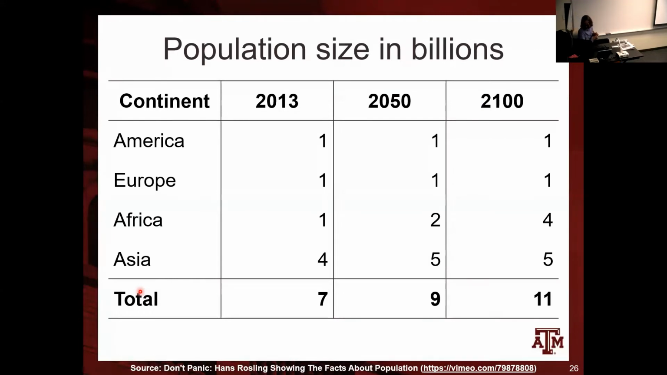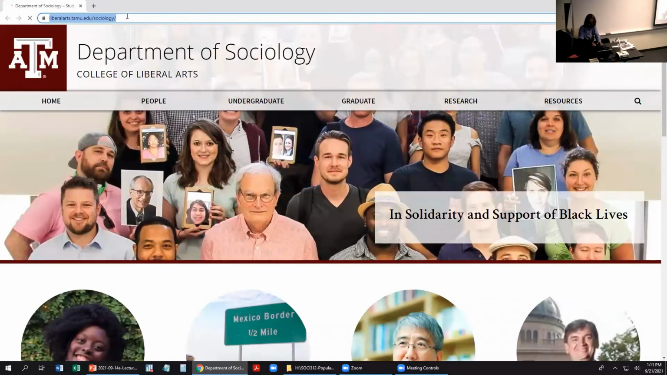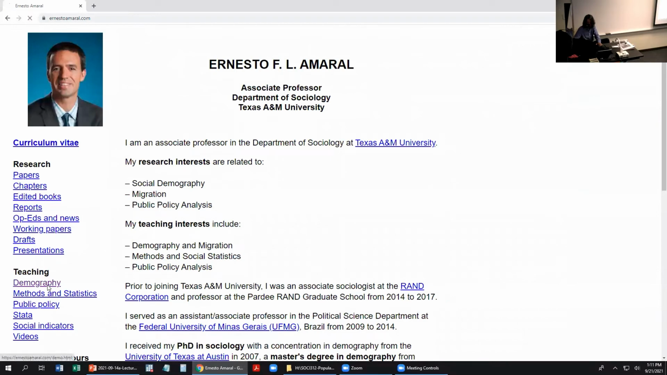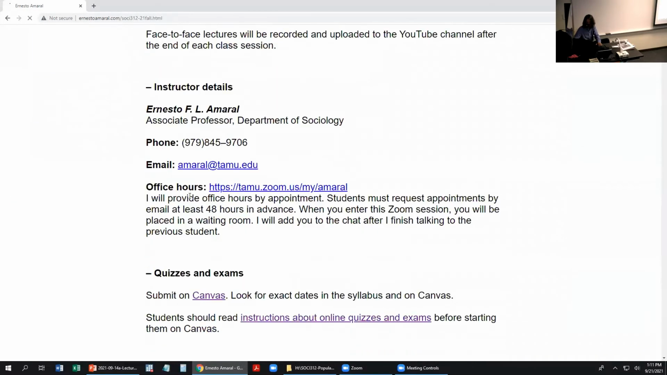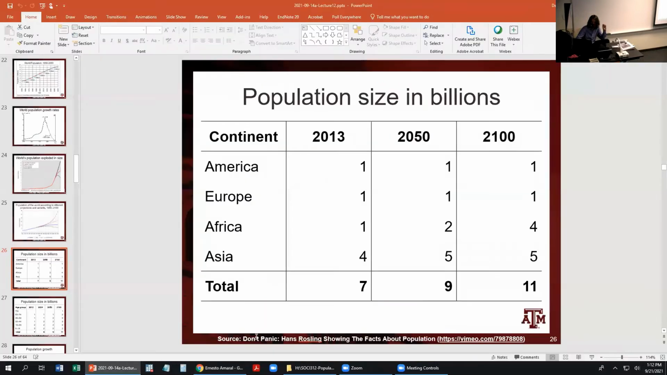These slides here, this one and the next one, I just organized these tables based on this video from this lecture by Hans Rosling that I have already talked to you about here many times. So in the course website, if you just go there, this one here, Don't Panic, Hans Rosling showing the facts about population. A specific point here, this video is almost 1 hour long. At a specific point, he tries to simplify all these different projections in a simple way. And I just got the information that he talked about in the video and organized it on these two slides. This one by continent and this one by age group. So let's go and see those.